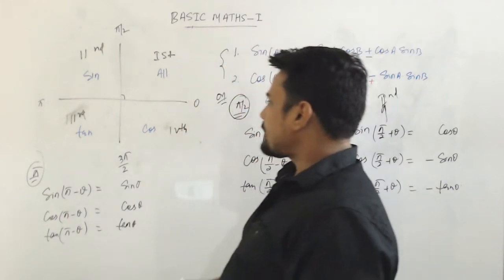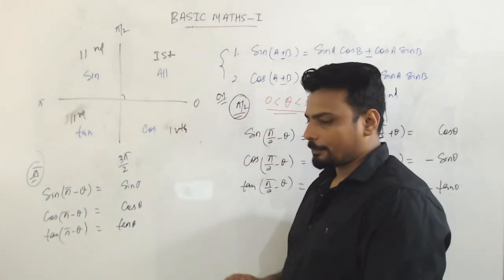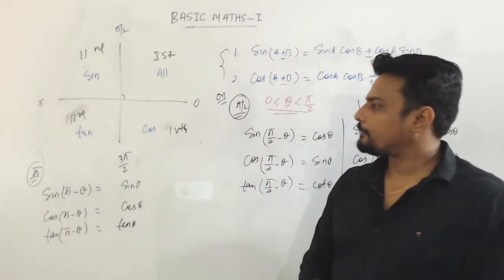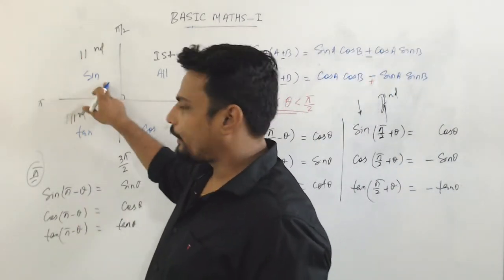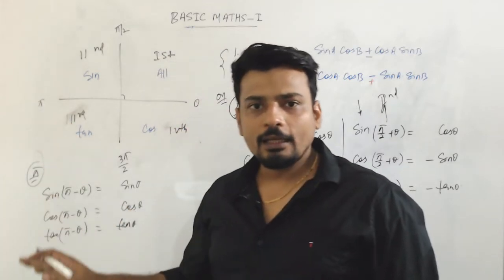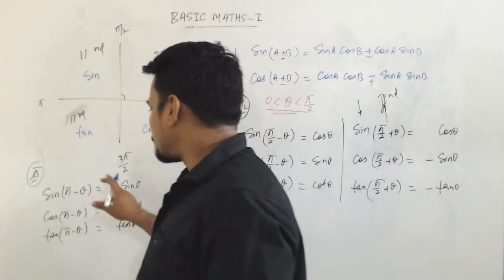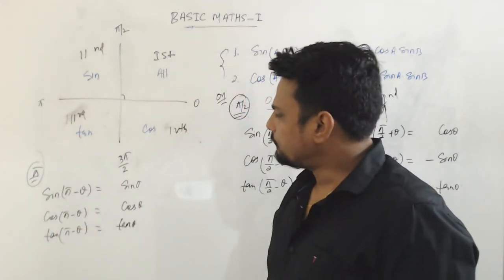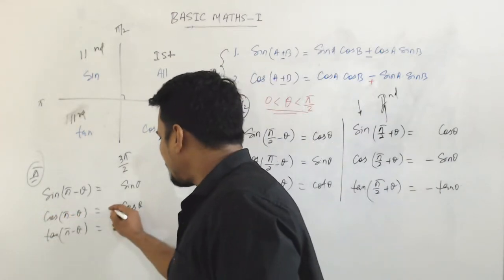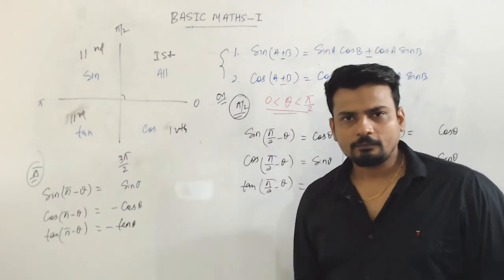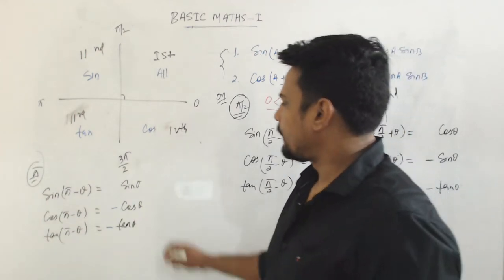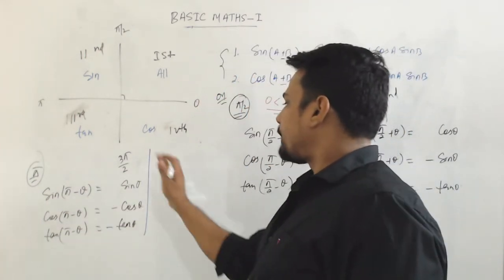Cos is going to be cos itself, no issues with that, and tan would remain just tan. Now the matter is we need to figure out the sign, whether it's going to be positive or negative. Because pi minus theta is going to fall in the second quadrant, sine is going to be positive, no issue with that. Coming to cos, cos has to be negative and tan also has to be negative. All good? Right.